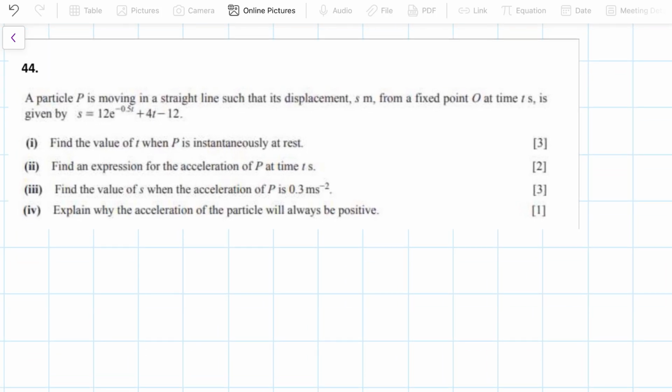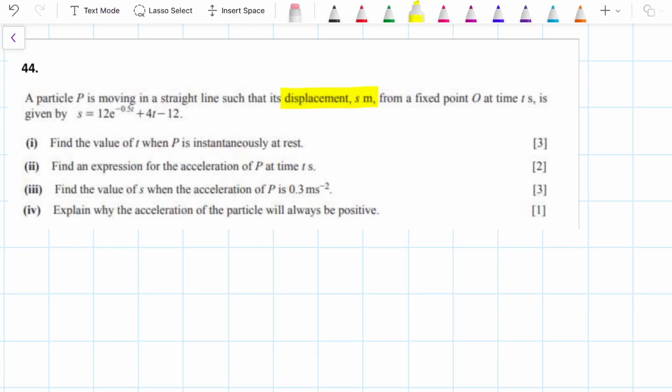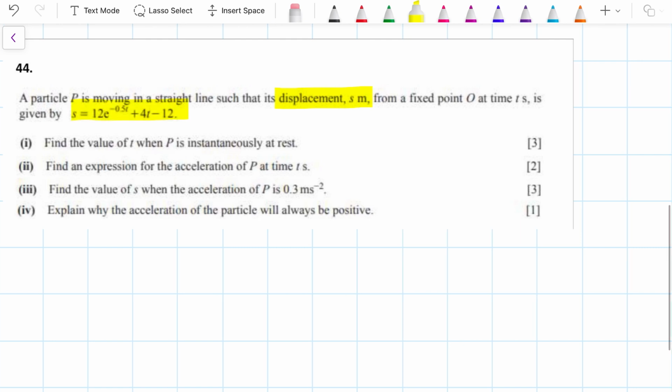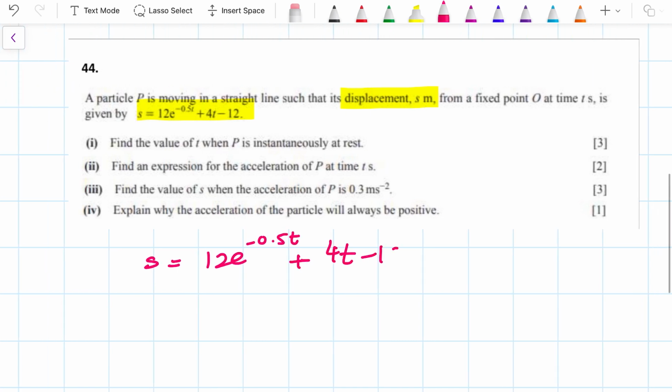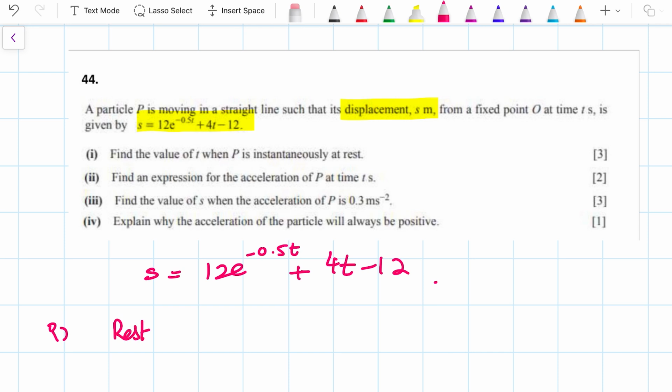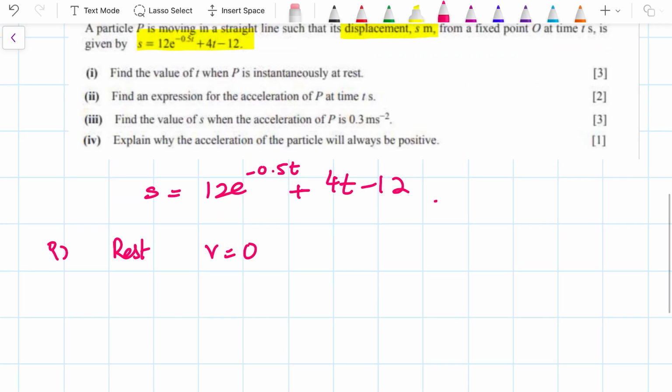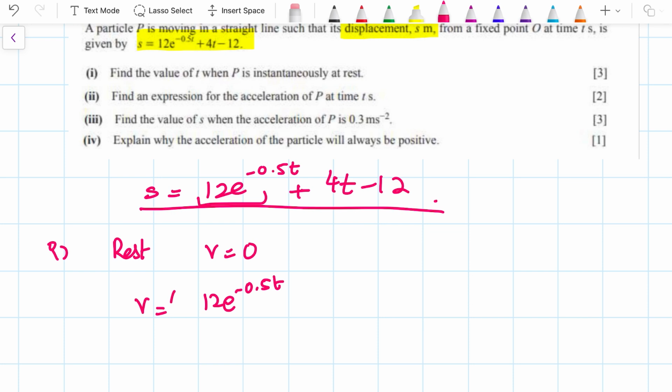Okay, a particle P is moving in a straight line such that its displacement from a fixed point O is given by the term S is equal to 12e^(-0.5t) plus 4t minus 12. Now find the value of t when P is instantaneously at rest. Rest means velocity is 0. So first thing is, this is a displacement equation, so differentiate it. How do we differentiate the exponential function? We copy it, multiply by the differential of the power. So this becomes a minus 6.